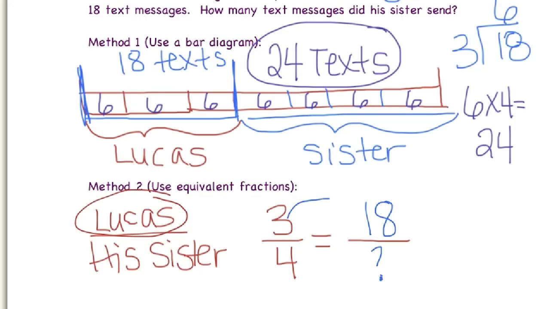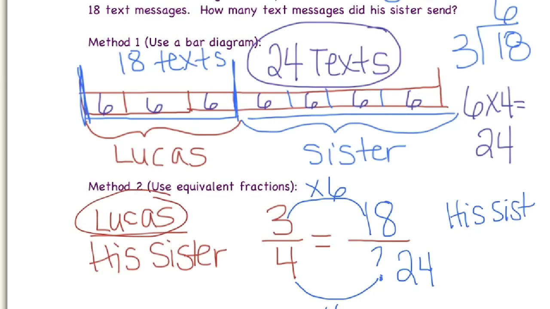Well, we know that 3 times 6 is 18, right? So if 3 times 6 is 18, to create an equivalent or equal fraction, we have to do the same thing to the denominator. So we're going to go ahead and multiply this by 6 as well. 4 times 6 is 24. So our answer here, his sister sent 24 text messages.